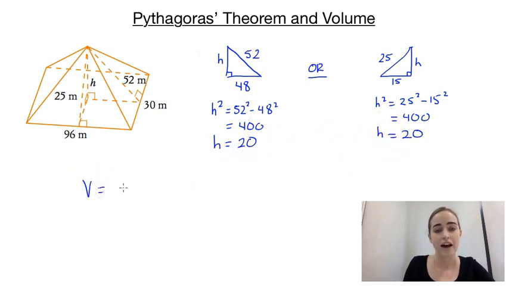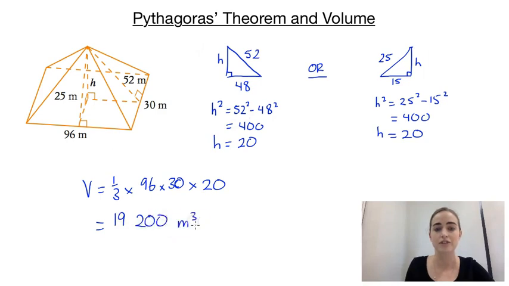And then we can find our volume by going a third times the area of the base, which would be that 96 times 30 to find the area of that rectangle on the bottom, and then times our perpendicular height, which was 20. And if we multiply all of that together, we're going to end up with 19,200 meters cubed. So that's having a look at volume problems that need us to use Pythagoras' theorem.